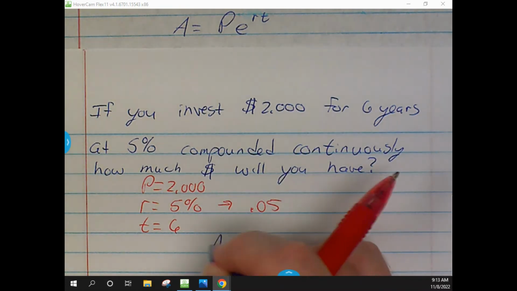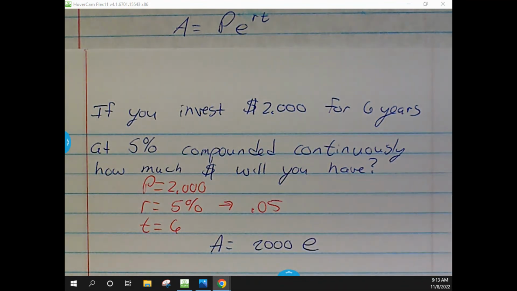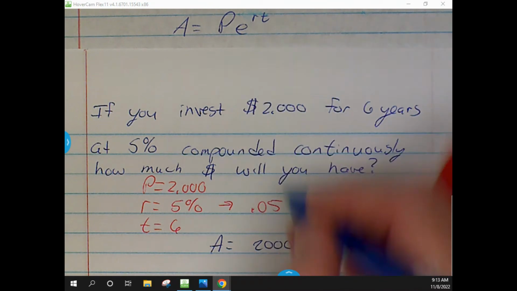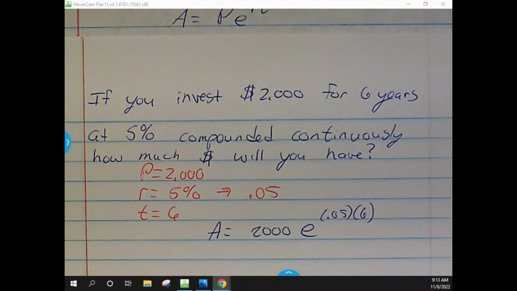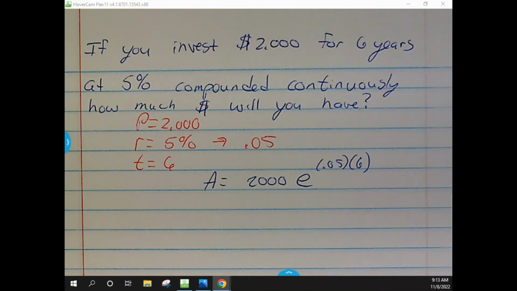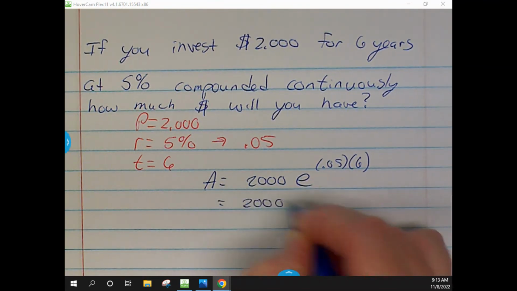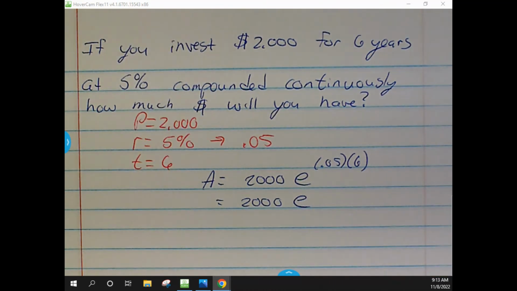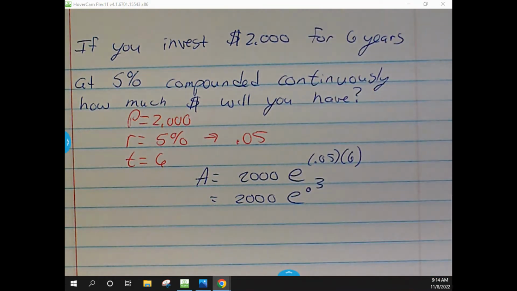So for this one, I would say the first thing you would want to do is where you got the RT part of the formula here, go ahead and multiply those two numbers together. Because depending on the calculator you have, it might do that correctly, but it might not. So go ahead and do the 0.05 times 6, which would be 0.3. All right, and then you can plug that in your calculator.